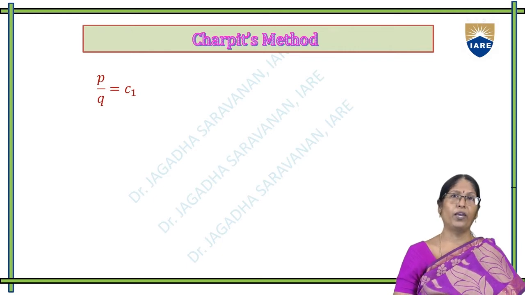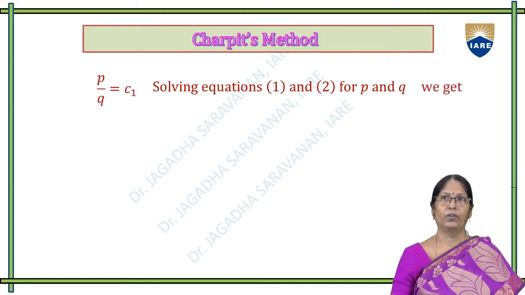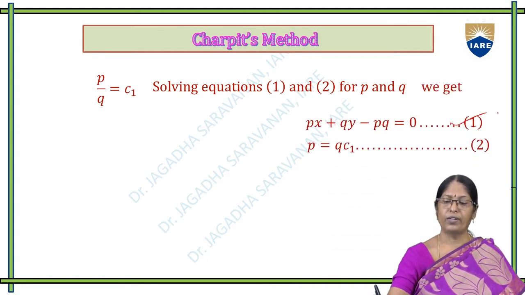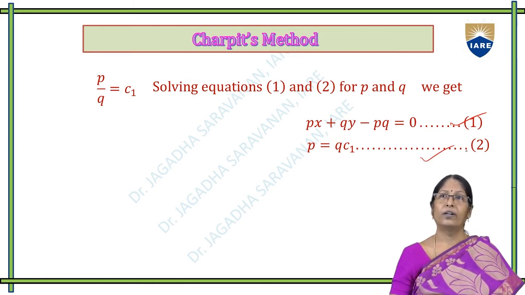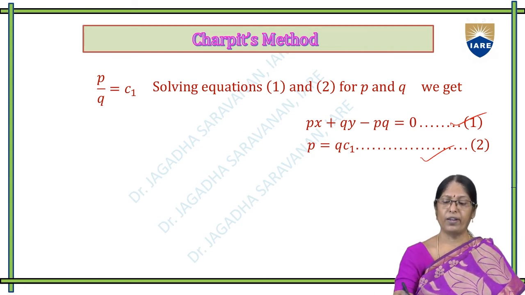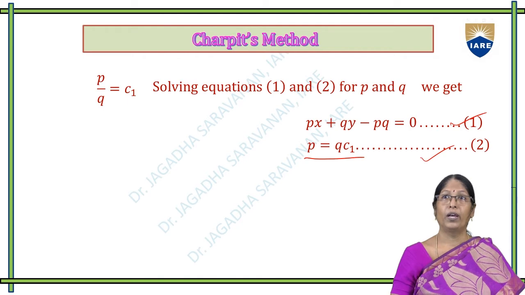Now p by q equal to c1, we got it. Now solving equations 1 and 2, we want to obtain what p and q are. This is our first equation, and we did the substitution in Charpit's formula. Afterwards we got the relation p equal to qc1. Now we want the values of p and q expressed in terms of x and y.